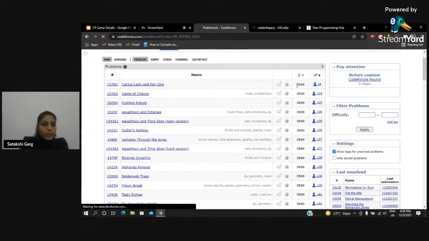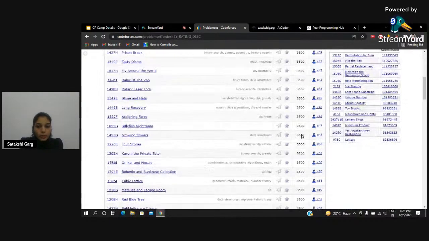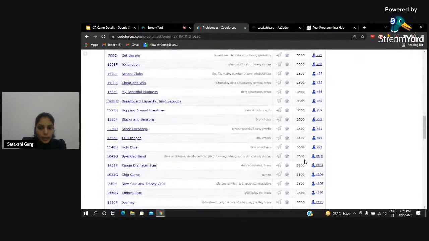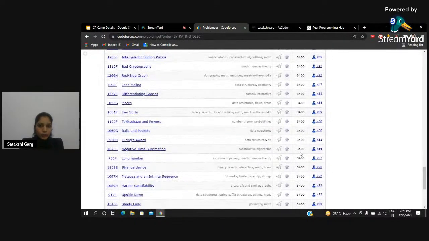So this problem, Cactus Lady and her Cing, has a problem rating of 3500, which is the maximum problem rating on Codeforces, and it's the most difficult problem on Codeforces. That is how it happens. Now it will keep reducing by 100 for each level. See, it is 3500 now. Now it has reduced to 3400. So this is how it goes.